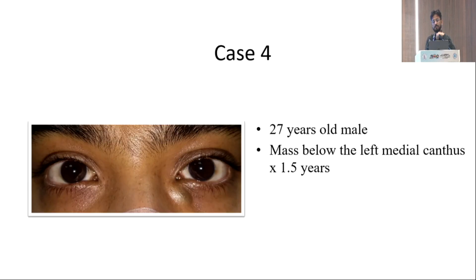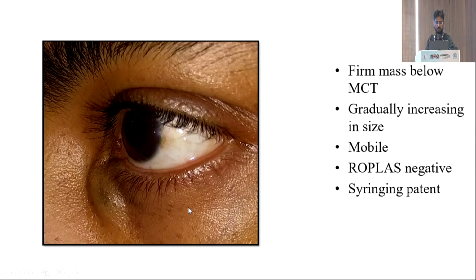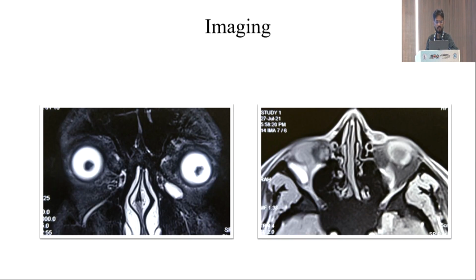Now this is another case of a young male with swelling in the medial canthal area for the past 1.5 years. You see a typical swelling which resembles a mucocele. The mass has been gradually increasing in size. Again, rho plus is negative and syringing is patent, so it's not a case of nasolacrimal duct obstruction. So again, you need to do imaging. Imaging shows a hyperintense mass below the area of the opening of the nasolacrimal duct.